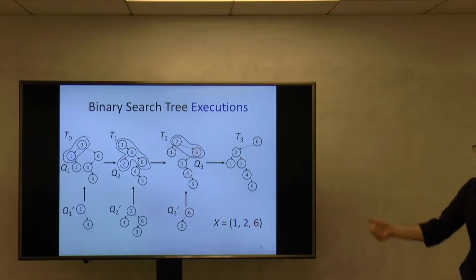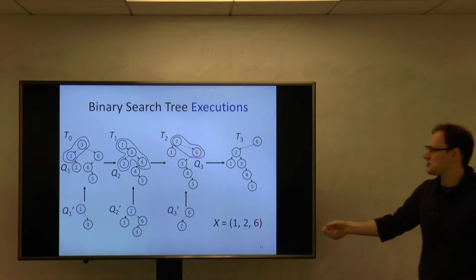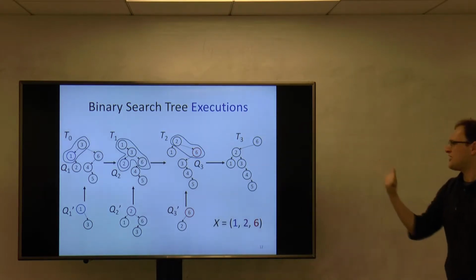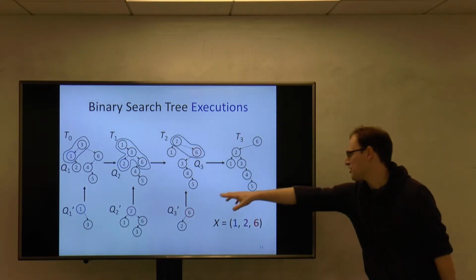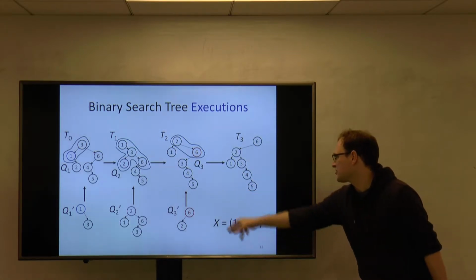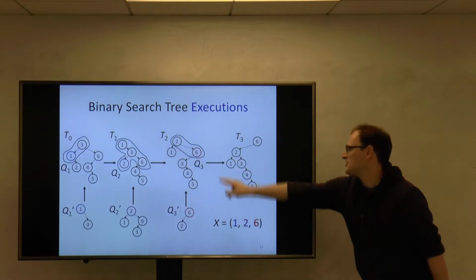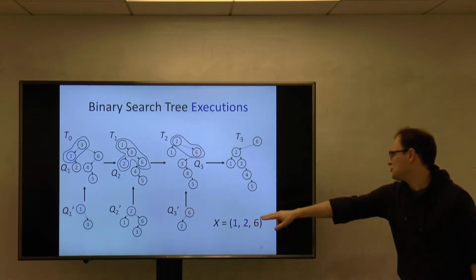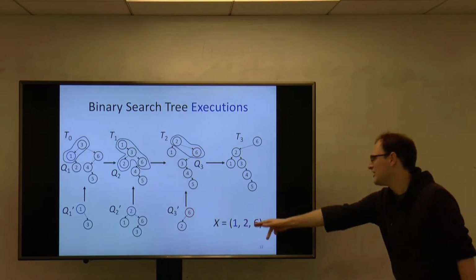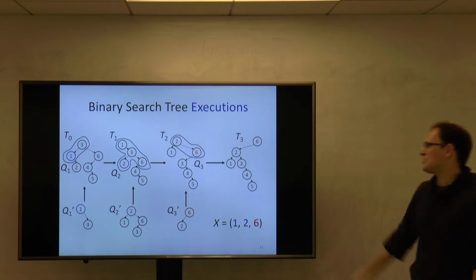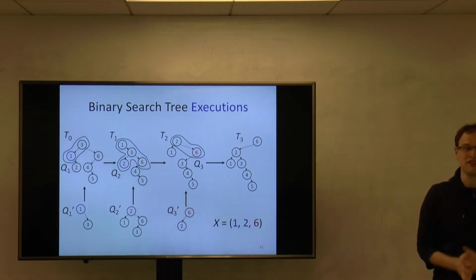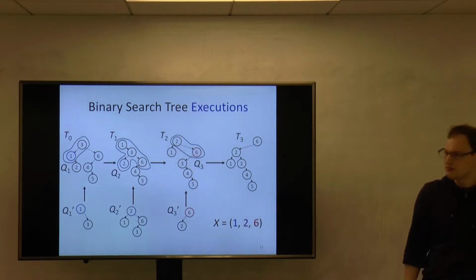Just to make it concrete, this is an example of an execution. The instance is the sequence of items 1, 2, 6 contained in that initial tree, T0, and this is one execution of it. And notice how Q1, the transition tree Q1 brings 1 to the root, and I substitute it into T0, and Q2 brings 2 to the root, and I substitute it into T1 to get T2, and Q3 substitutes into T2 to get T3. And that's what executions look like in this model. Straightforward enough.